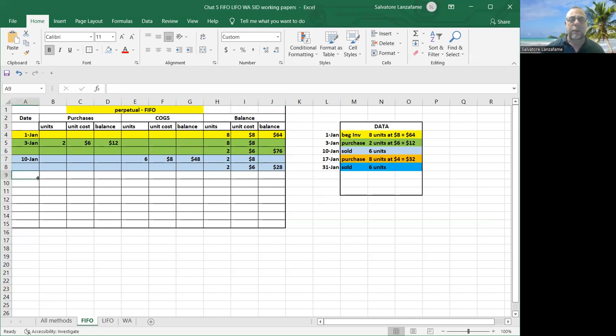So now here comes January 17th. And on January 17th, it says we bought 8 more. And take a look at the cost to us. These are the same things we bought back on January 3rd that we already had in inventory on January 1st. Back on January 1st, they were costing us 8. On the 3rd, they were costing us 6. Now on the 17th, they're actually costing us $4 a piece.